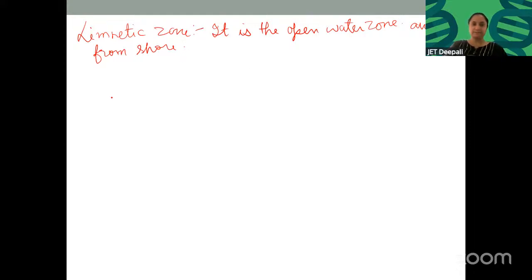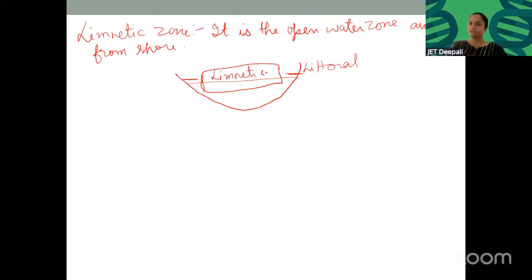Okay, see, what are they talking about? This is a lake ecosystem. The area near the shore is called littoral. This area is called the limnetic zone. And this bottom part is called the profundal zone. Okay, this is a kind of lake ecosystem.